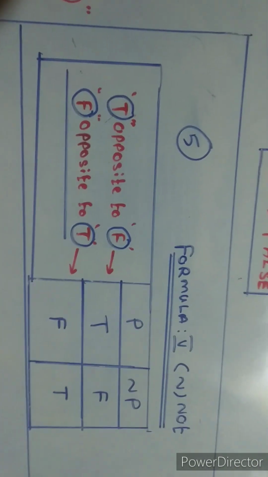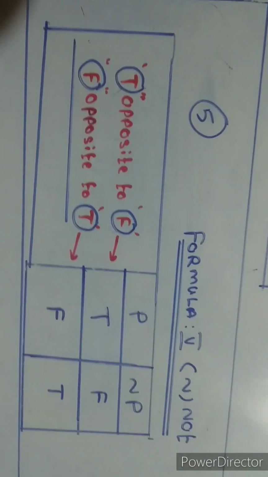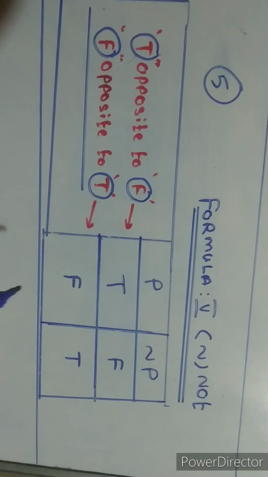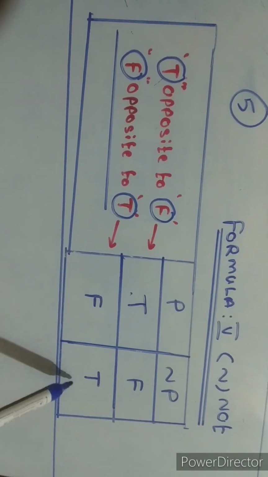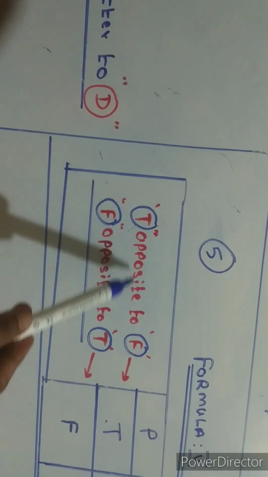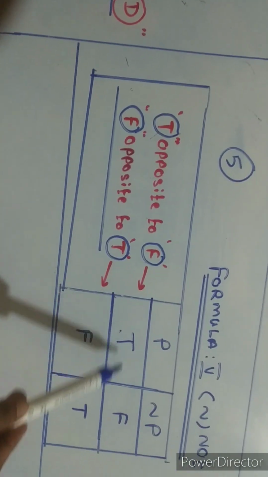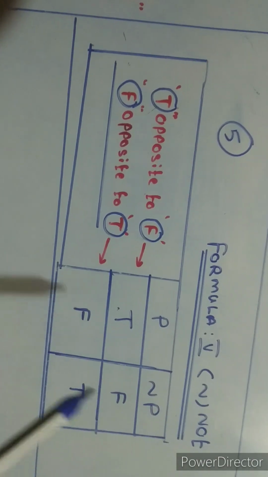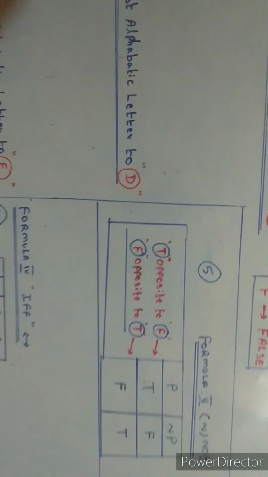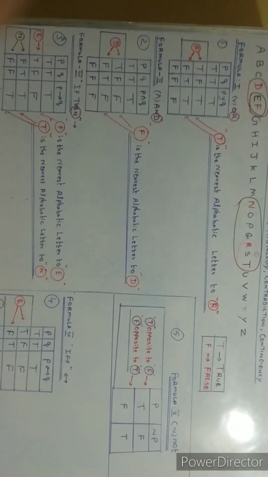Next, formula 5. That is not P. So true, false, true. That means true is opposite to false, false is opposite to true. T means F, F means T. That is very simple. Now we have completed 5 different formulas in mathematical logic for determination of statement patterns. Now we will go for sums, problems and solutions.